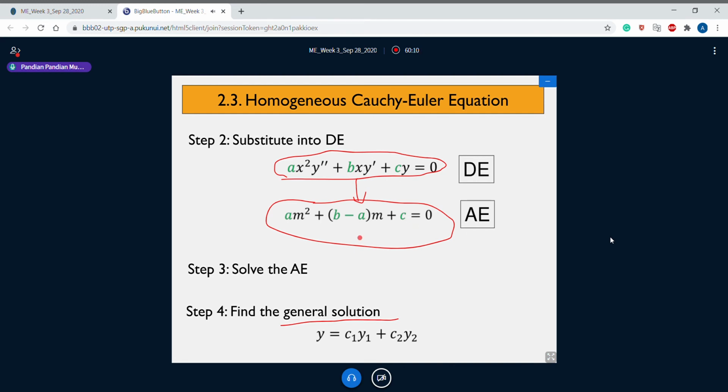But don't forget that your y1 is x power m1 and y2 is x to the power m2, because you started with y equals x power m as the solution. And step 3, you solve the AE. You solve this equation, and then you give the final answer, this one. This is the final answer: y equals C1 y1 plus C2 y2. So how do we write this, class?